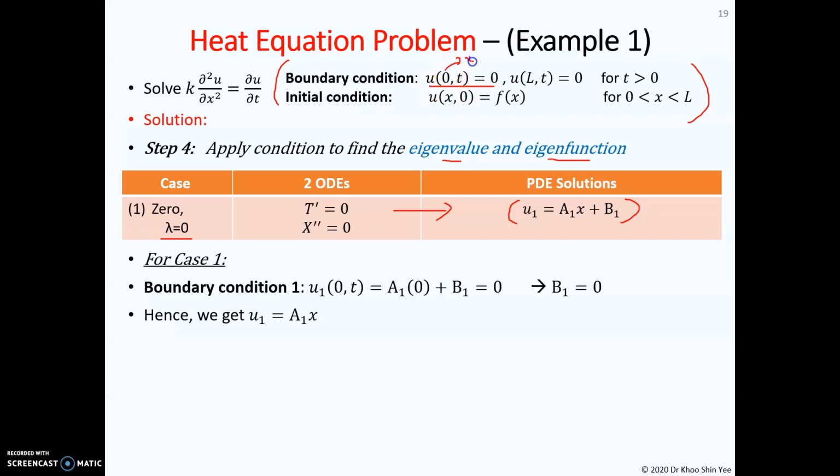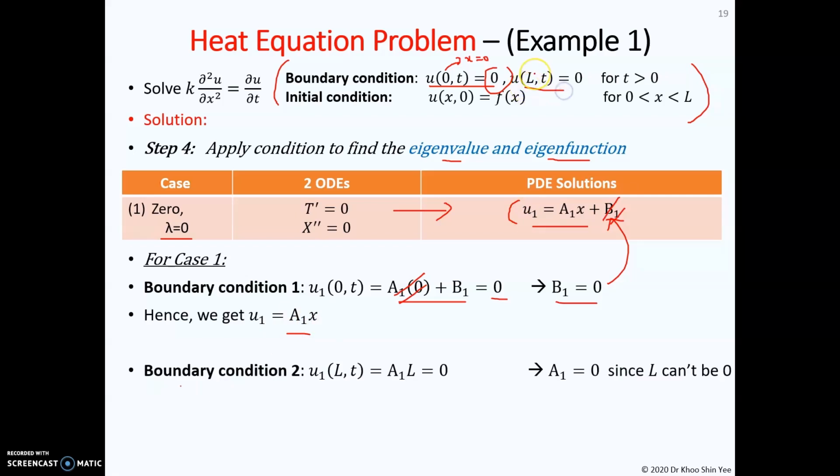When your x is equal to 0, your u will be equal to 0. Therefore, let's substitute the x equal to 0 inside here. You obtain your u1 equal to b1. So, in this case, your u will be equal to 0, so this can be cancelled. Therefore, you obtain your b1 equal to 0. We can substitute back inside the PDE solution here to obtain the new PDE solution equal to a1x.